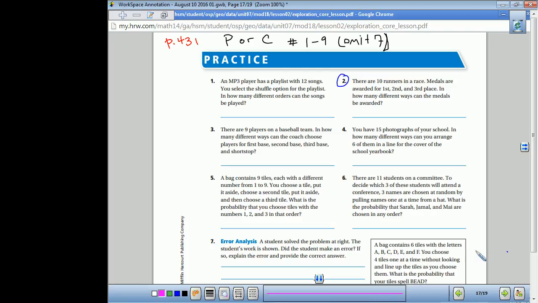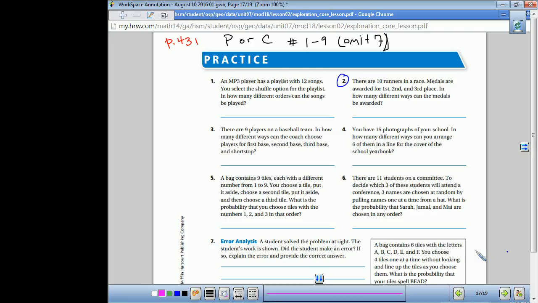Okay, so all you're asking yourself, does order matter or does it not? Because if order matters, it is permutation. If order does not matter, it is a combination. Okay, so number 1, how many different orders? Well, do we have to read anything other than the question? If it says how many different orders, does order matter? Yes. So number 1 would be a permutation.